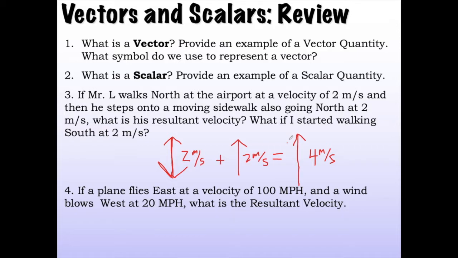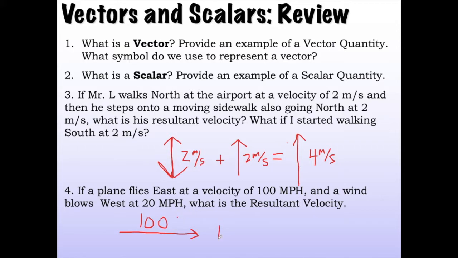Number 4, if a plane flies east at a velocity of 100 miles per hour and a wind blows west at 20, what's the resultant velocity? Well, north, south, east, west. So in this case, I'm going to say my velocity vector for my plane is going east this way, and that's 100 miles per hour. And that's east right there, miles per hour. I'm not going to put the units on there just because I'm kind of getting squished for room.